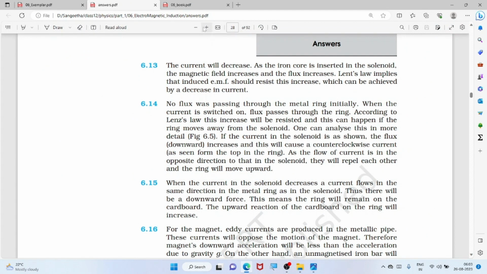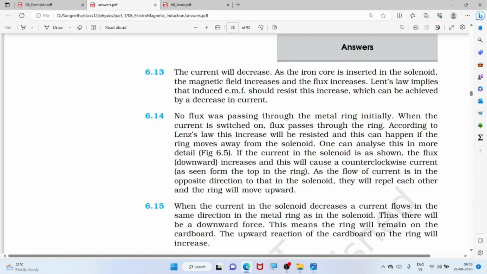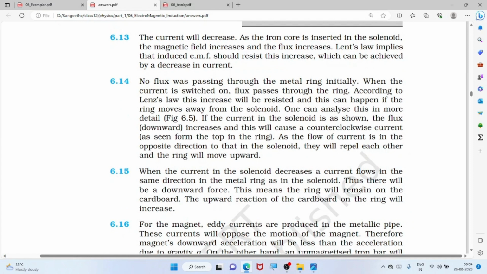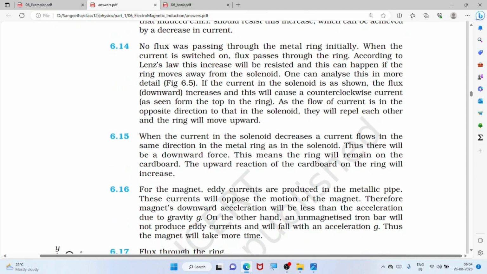No flux is passing through the metal ring initially. When the current is switched on, flux passes through the ring, and the central magnetic field will be strong. According to Lenz's law, this increase will be resisted, and this can happen as the ring moves away from the solenoid. The ring moves away from the solenoid.